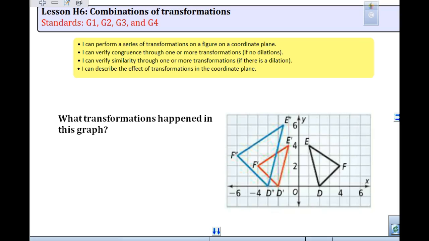I want you right now to tell your shoulder partner, how did you get from the original black one to the red and then to the blue? Write down what you have for those different transformations.